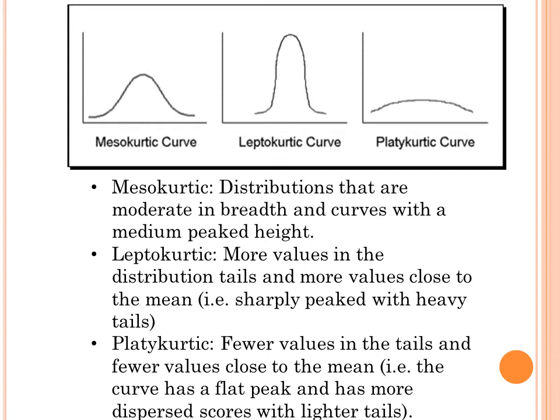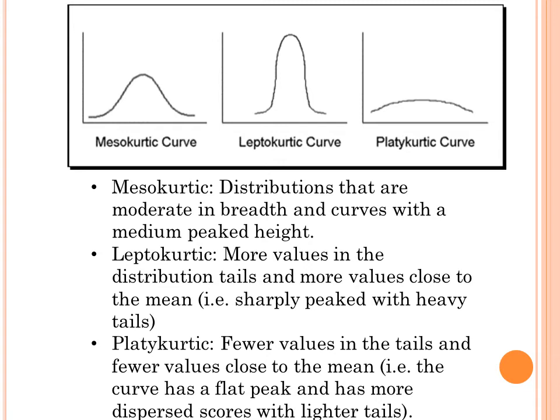Alright, so the first picture would be, of course, the mesokurtic. The second would be the leptokurtic, and the third would be the platykurtic. If you look at the picture, it is very obvious that it is not a normal curve. It's not a bell curve looking image. The first picture, the mesokurtic, is a bit flat, and the leptokurtic is a bit taller. Its peak is taller, and the platykurtic is actually flat.